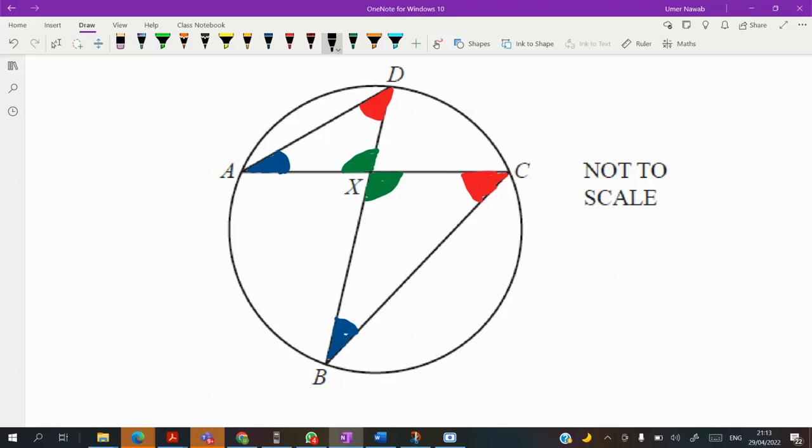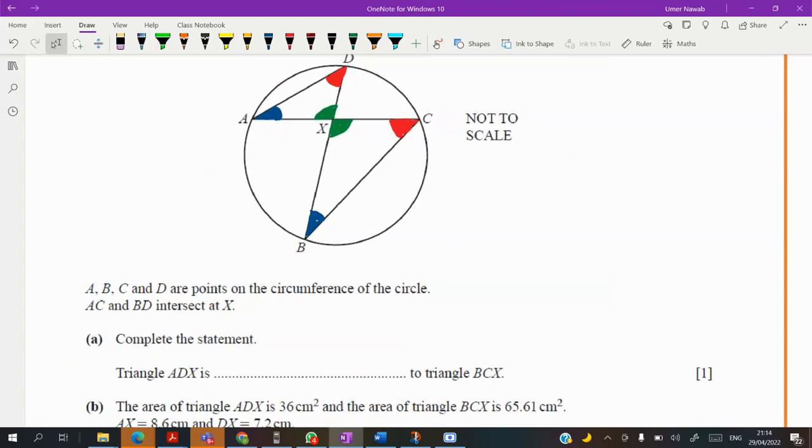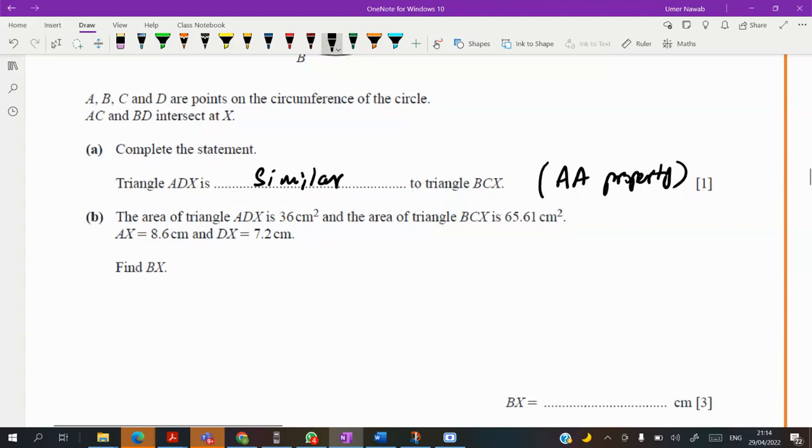But which point is corresponding to which? A corresponds to B, D corresponds to C, and X corresponds to X. So the ADX triangle is similar to the BCX triangle. Which property? Angle property. The angle property allowed us to write that the two triangles are similar. Whenever you do similar triangles, guys, I told you that you compare the two triangles: the ADX triangle and the BCX triangle.